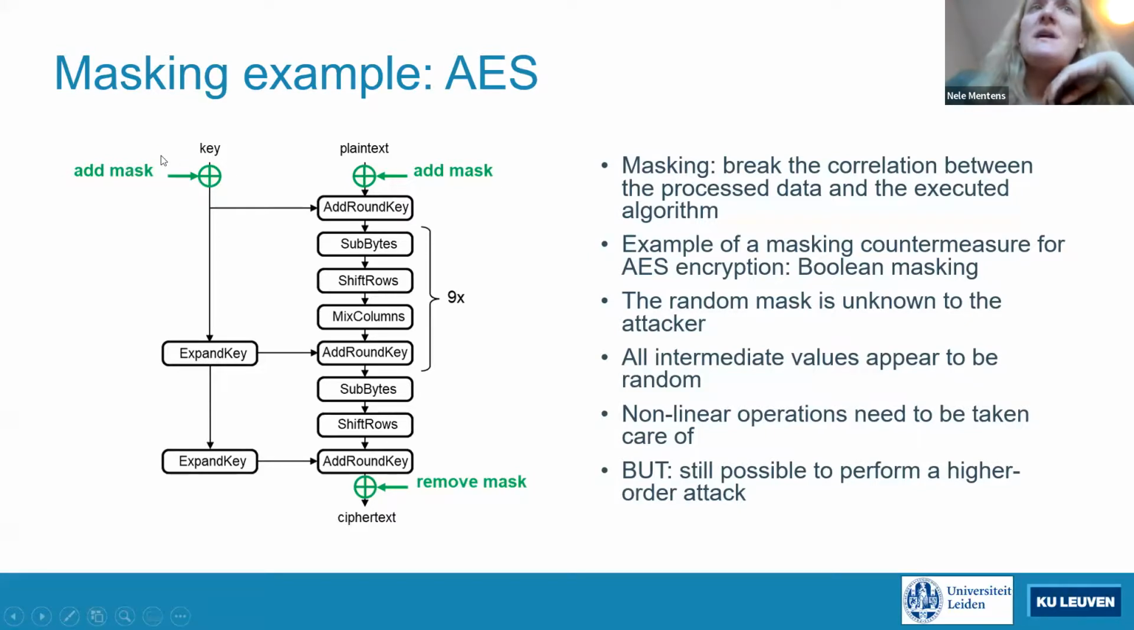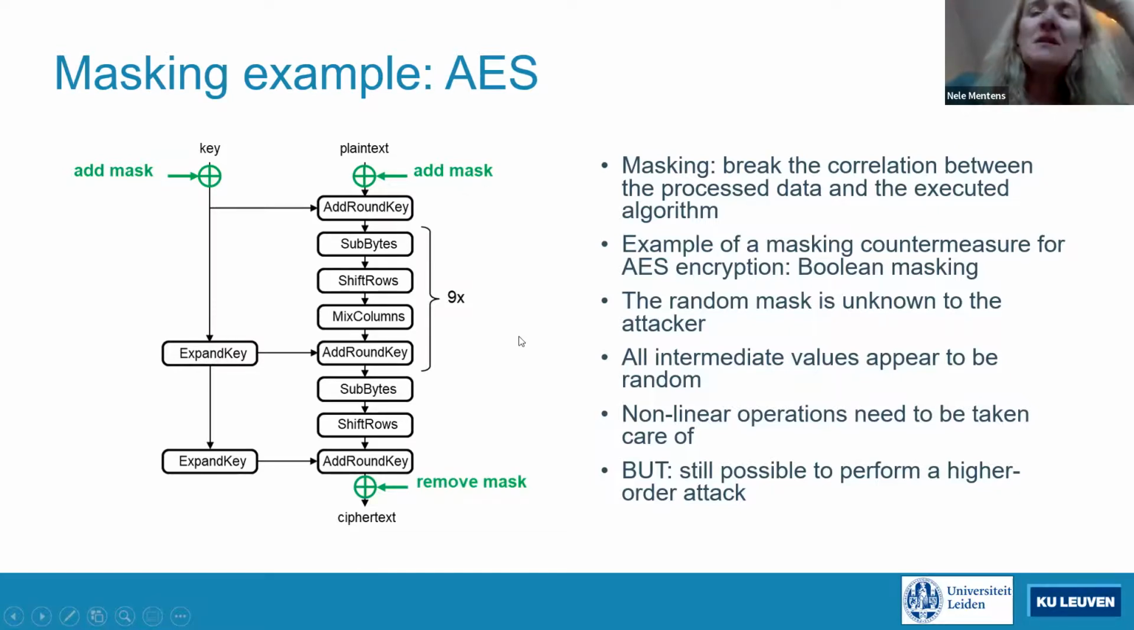And we can also add another mask to the key. So this is called Boolean masking. This random mask is unknown to the attacker. And if we, for every new measurement that we do, make sure that there's a different mask here, an attacker cannot correlate the measurements anymore. But of course, at the end, we need to remove the mask to get the real ciphertext out. Now, if these were all linear operations, we could just add the mask here and remove the mask here.